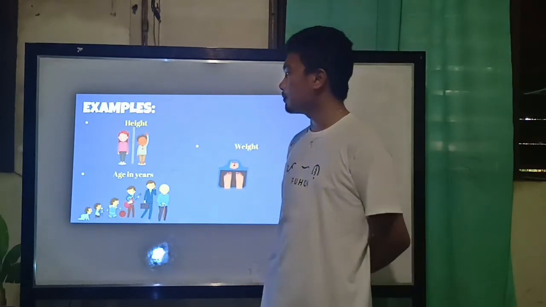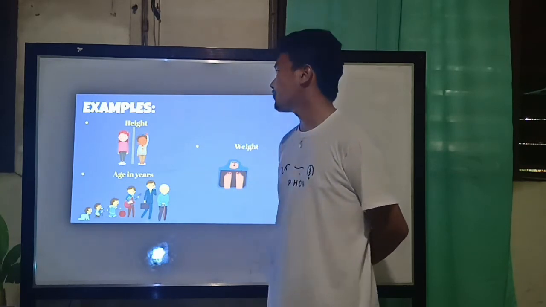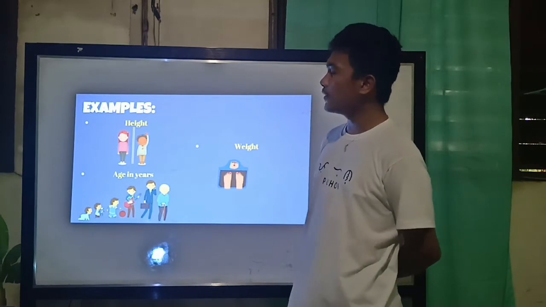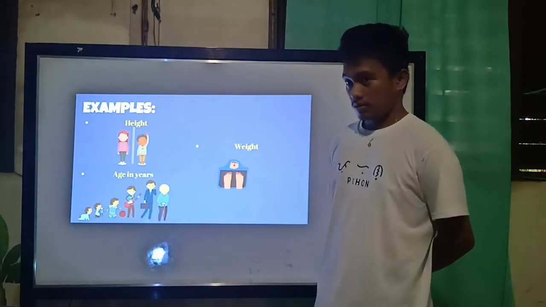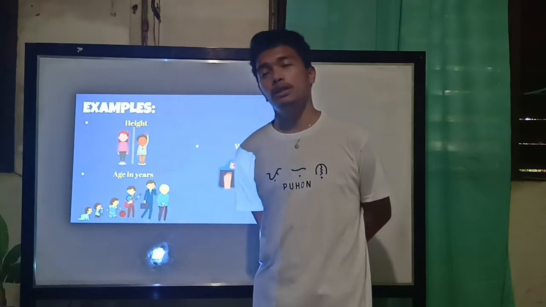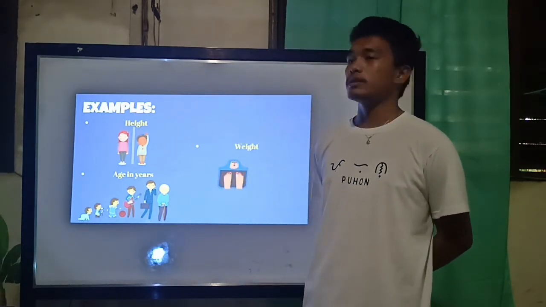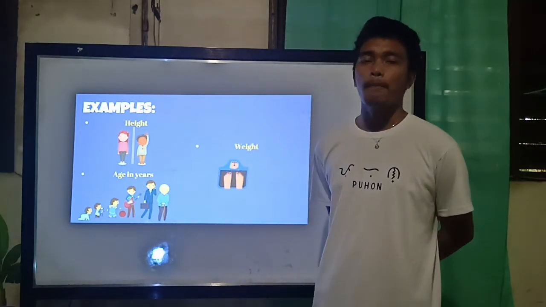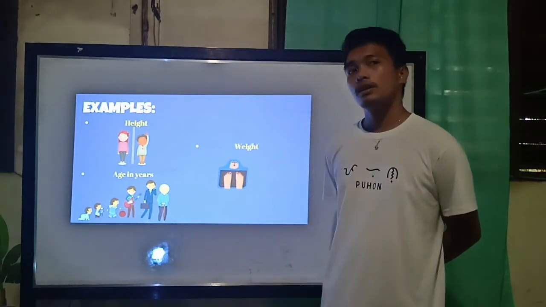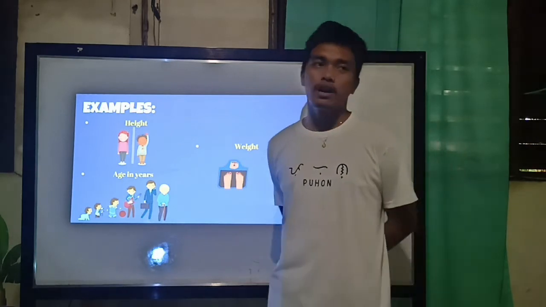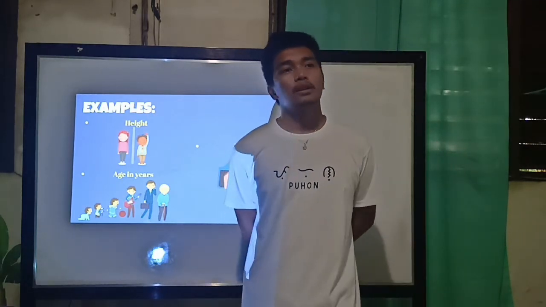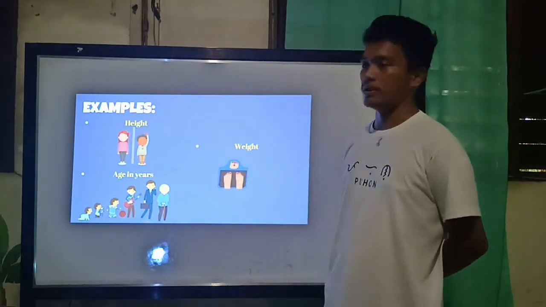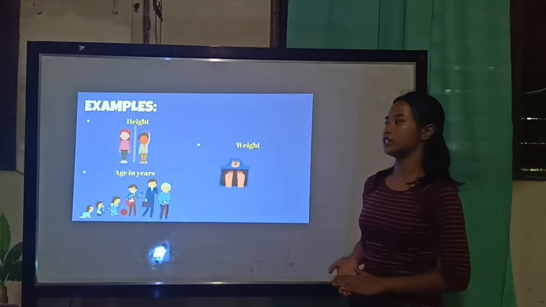So these are examples of quantitative data: height, age in years, and weight. An example of height is when you want to know the height of your classmates. The expected answers are numbers. Even if someone says long or short, they still have values that are numbers. And it is the same for age and weight. Let's proceed to the discrete data.